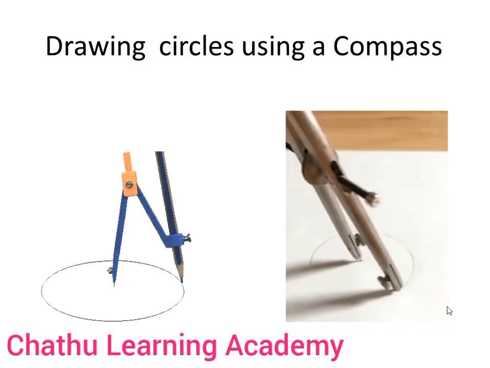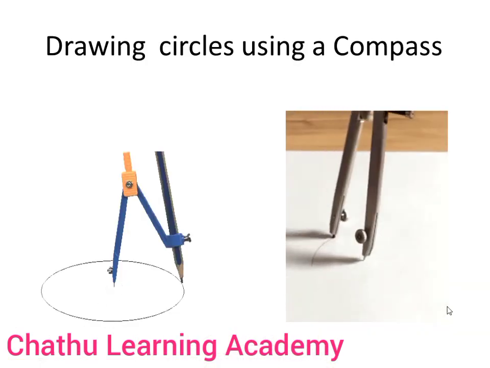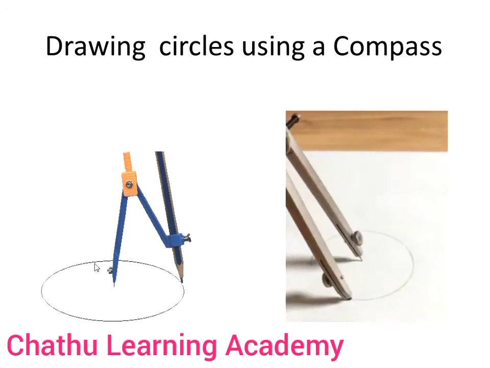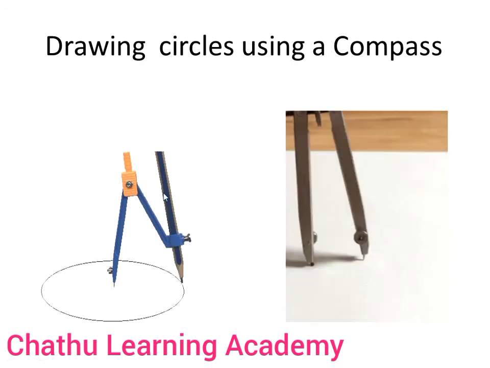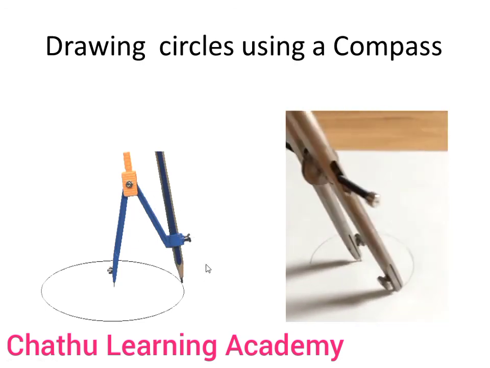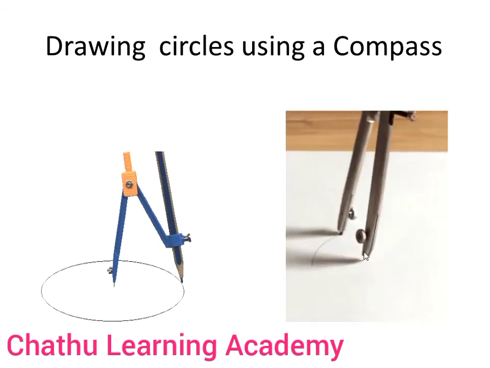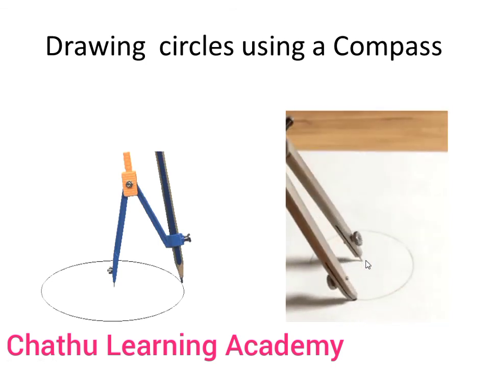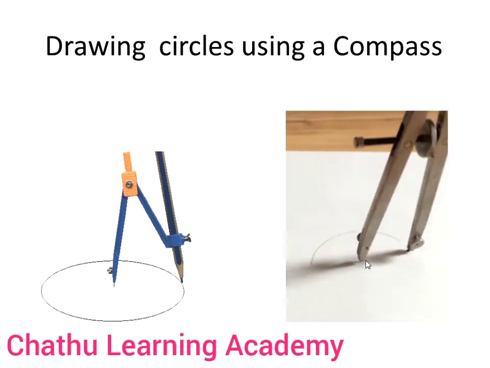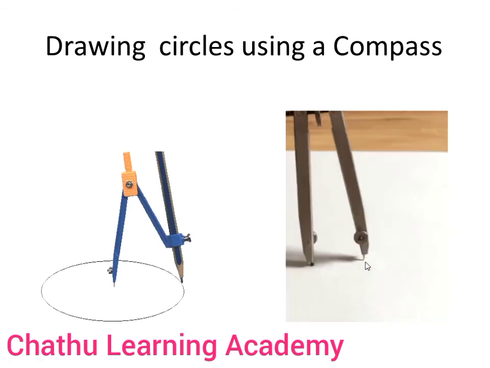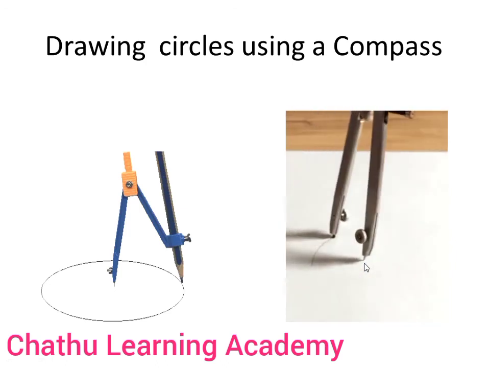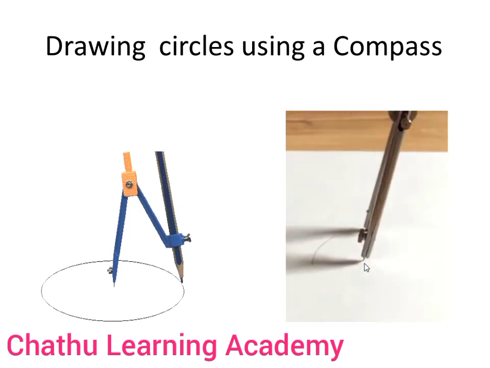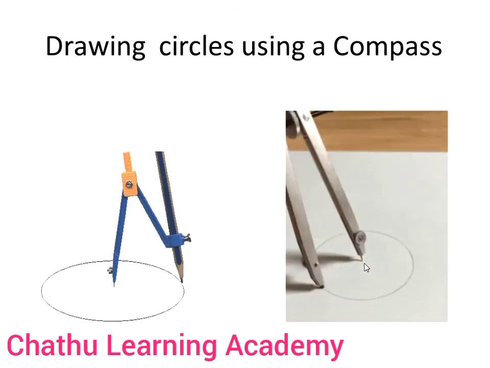By using a compass. If you like to use this instrument, this is the compass. You can fix your pencil like this. There's a pencil holder, you can fix it. Then after that you can draw circles by using the compass. But we discuss this method more deeply in grade 7. If you like to use this instrument, you can use it for drawing your circular designs.